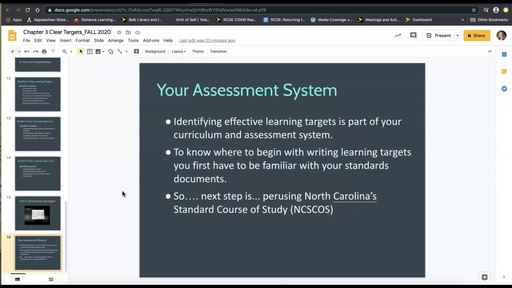Okay, and so that's it. Just to sum up, we're going to be delving into this with your curriculum-based assessment assignment, and in that assignment, you're going to be taking a standard from the North Carolina Standard Course of Study, unpacking it, and developing targets from that. So the next step for you is looking over the Standard Course of Study in your area and choosing a standard that you want to work with.